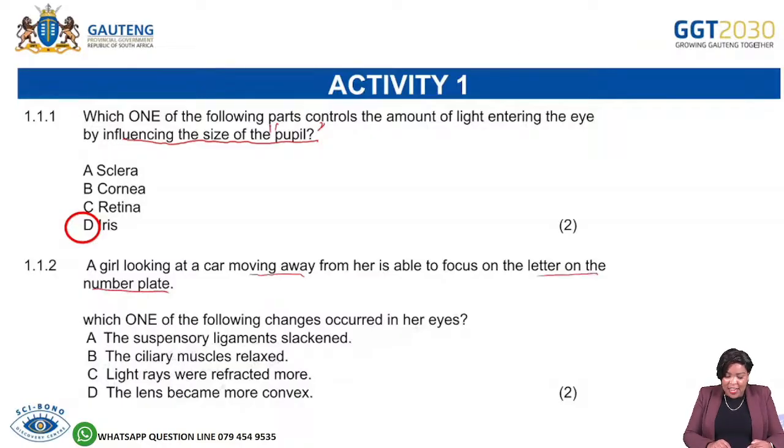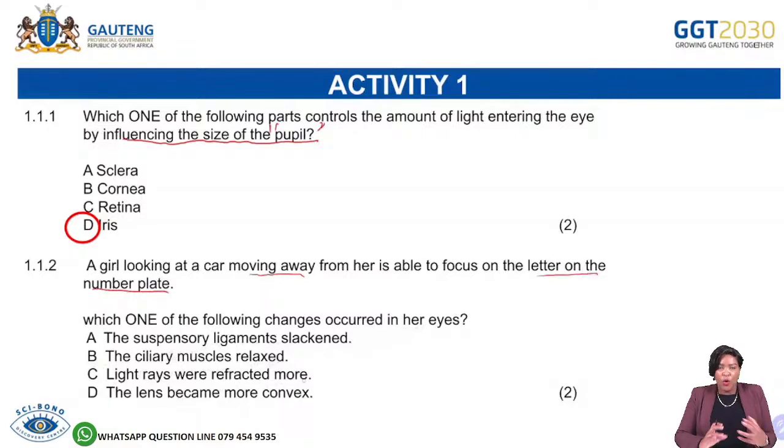Or the light rays were refracted more. You learned about the refractive power of the lens. So when the sky is moving away, are the light rays being refracted more? Something that you need to explore. The last one is the lens became more convex.